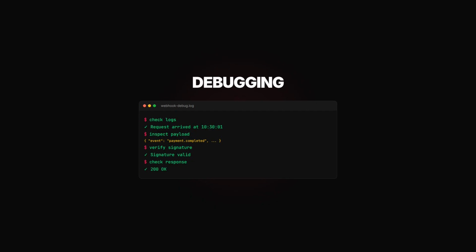When webhooks fail, debugging is straightforward. Step 1, check your logs. Is the request arriving? Step 2, inspect the payload. Is it what you expected? Step 3, verify the signature. Is it valid? Step 4, check your response code. Are you returning 200? Most services provide a webhook dashboard. Stripe, GitHub, Shopify all have one. Use it. It shows you exactly what was sent and what you responded.